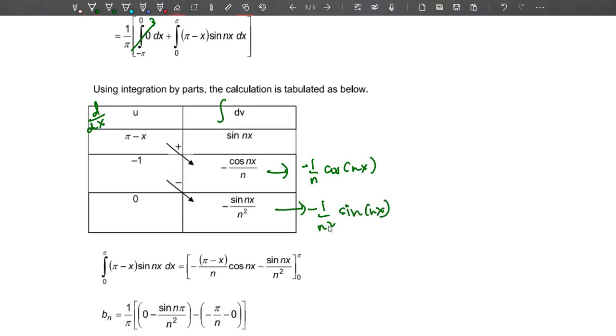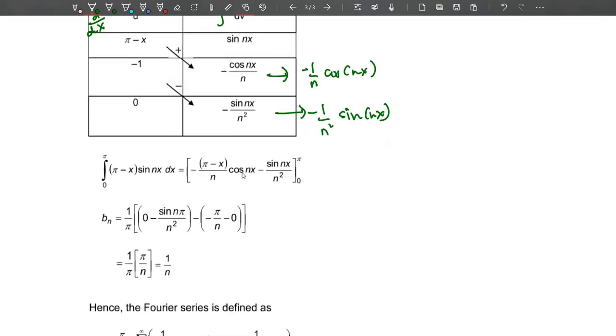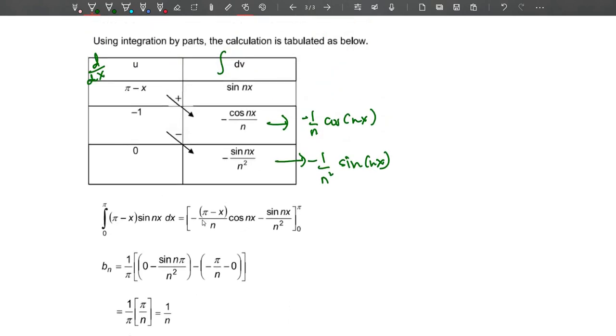Let me do a bit of correction here because of my not neat, bad handwriting. Now you just need to substitute here. So that means integrate 0 to pi, (pi minus x) sin n x dx. Open the bracket here. It should be negative (pi minus x) over n. Here pi minus x, plus times negative is negative. So that's why negative (pi minus x) over n cos n x minus sin n x over n squared. Or you can simply write it like this actually.